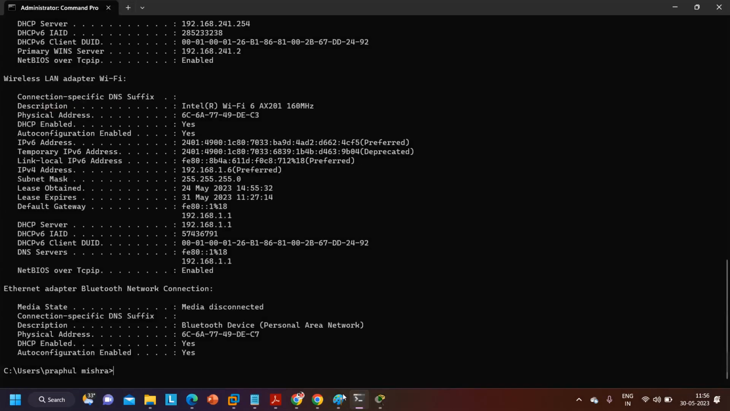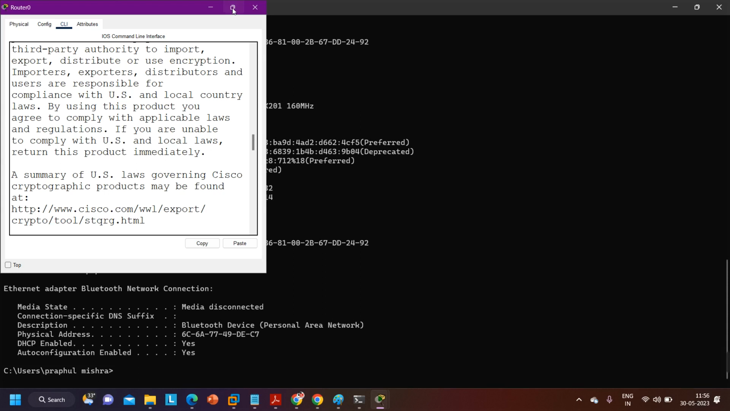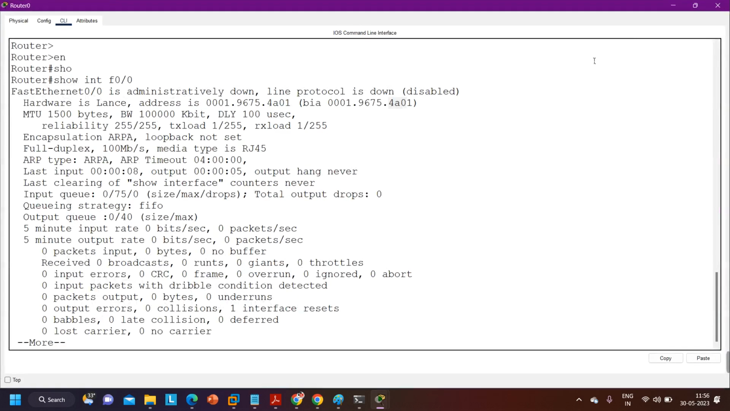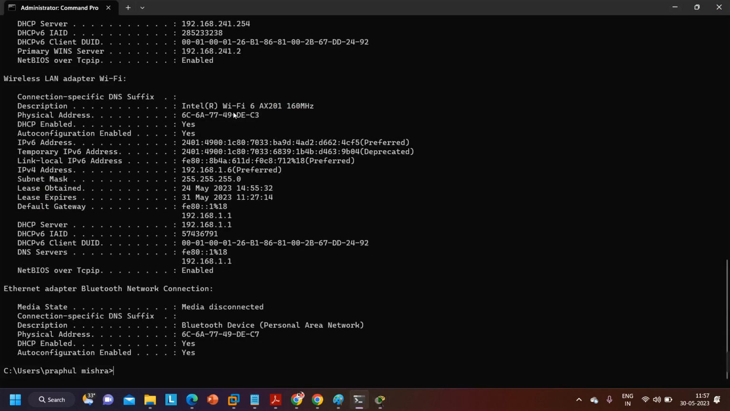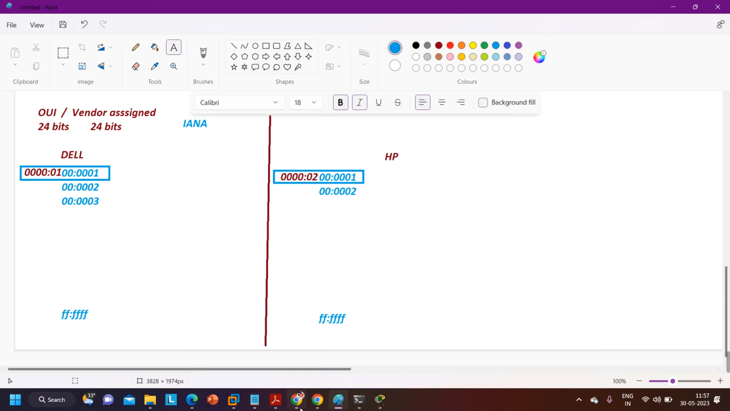Like if I will talk about the MAC address of this computer, so see, 2, 4 and 6. These are part of OUI and these are part of vendor assign. If I will talk about the Cisco, these are part of OUI and these are part of vendor assign. Getting my point? Yes, got it. Done. Is it clear to everyone, or any doubt, guys?